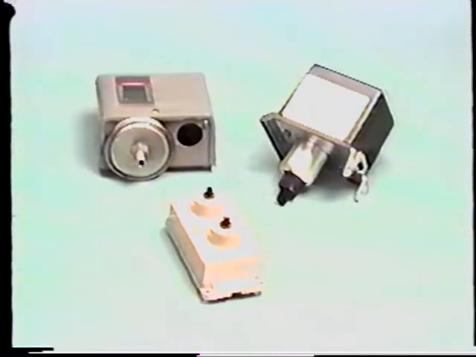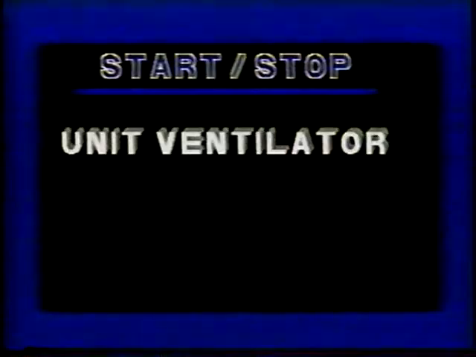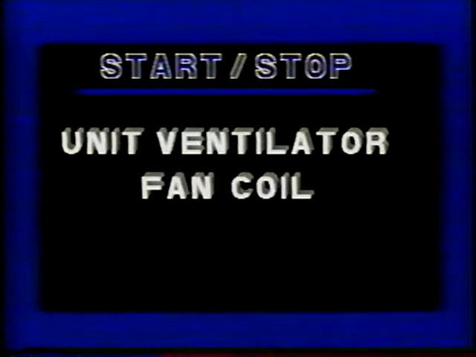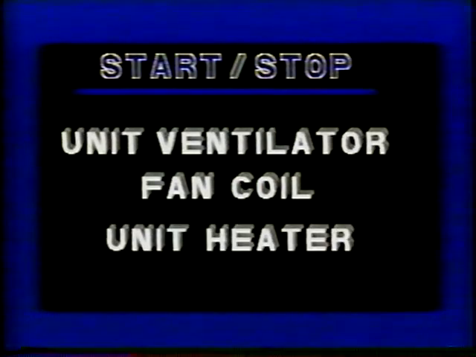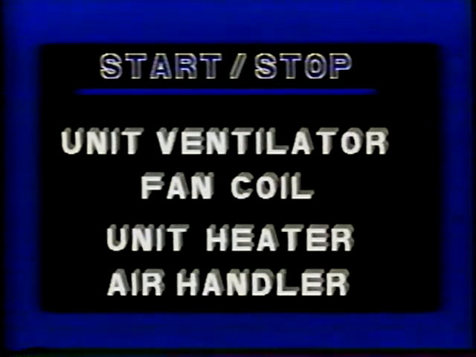These are some of the pneumatic to electric control relays, or PEs, available on the market. These relays are used where the conversion of a varying air signal to a positive electrical switching action is needed. A typical application for such a device may be to start and stop a unit ventilator, a fan coil motor, a unit heater, or possibly an air handling fan.